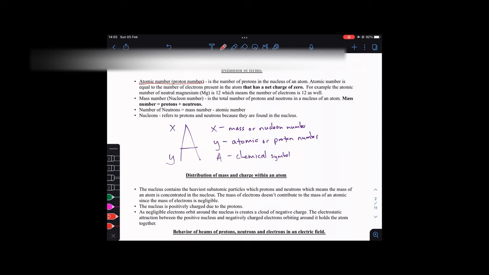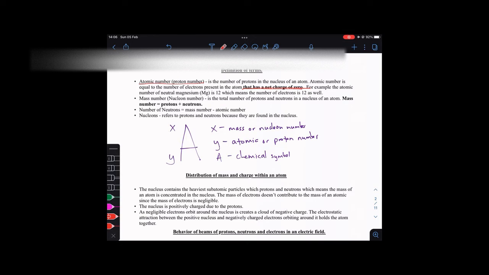And also atomic number is equal to the number of electrons present in an atom that has a net charge of 0. Please take note, if we have an atom with a net charge of 0, it means that the atomic number is equal to the number of electrons. But we have to make some adjustments if the charge of that atom is not 0.